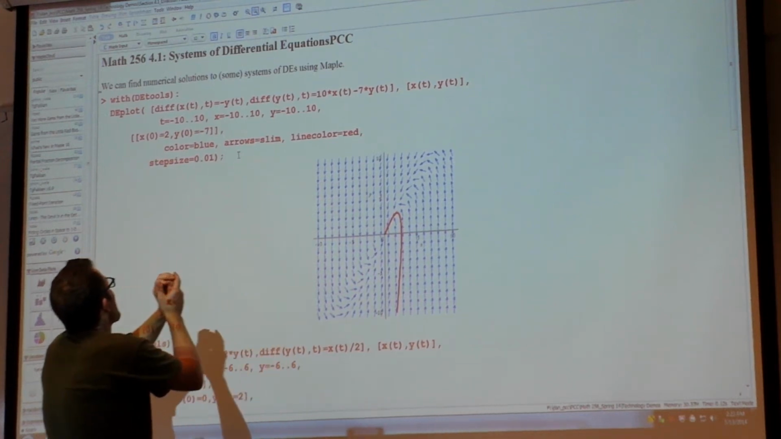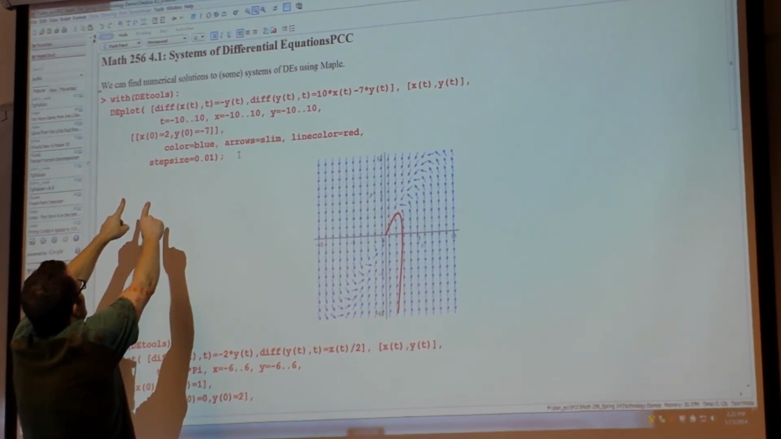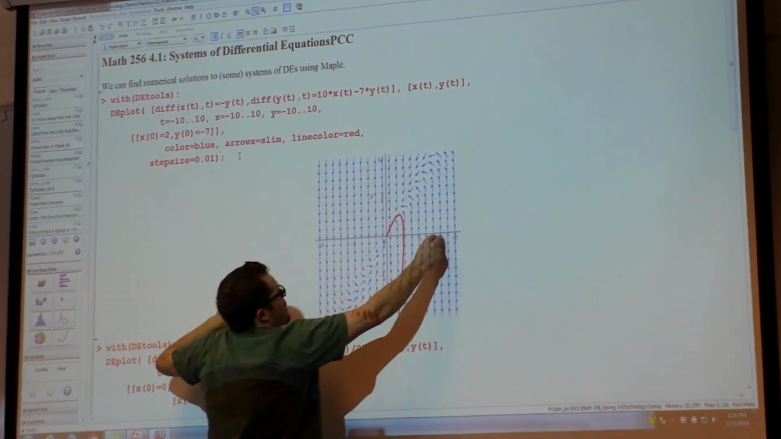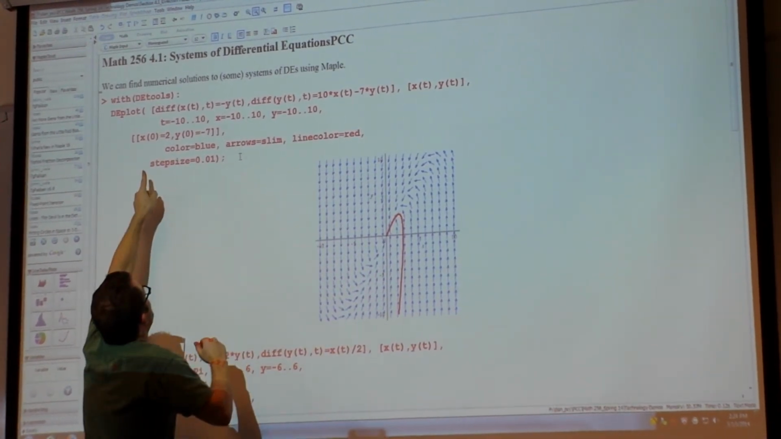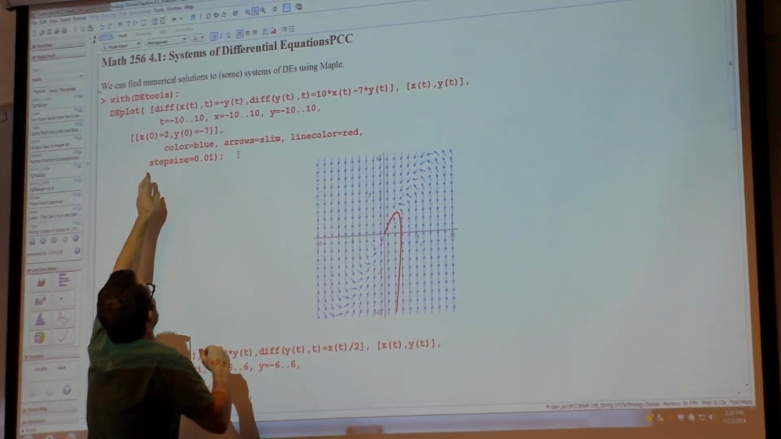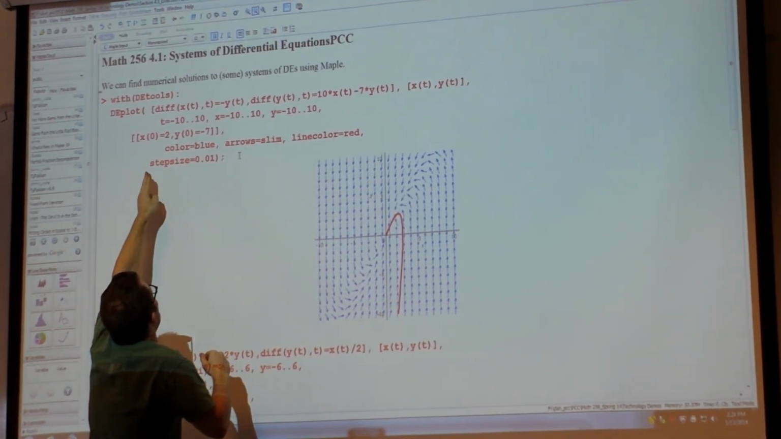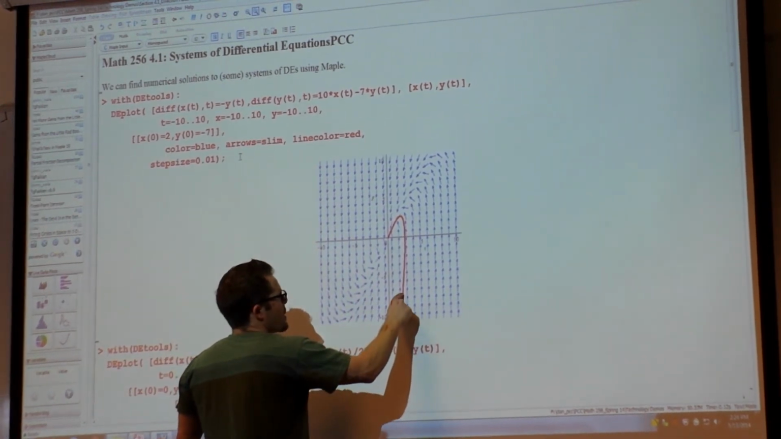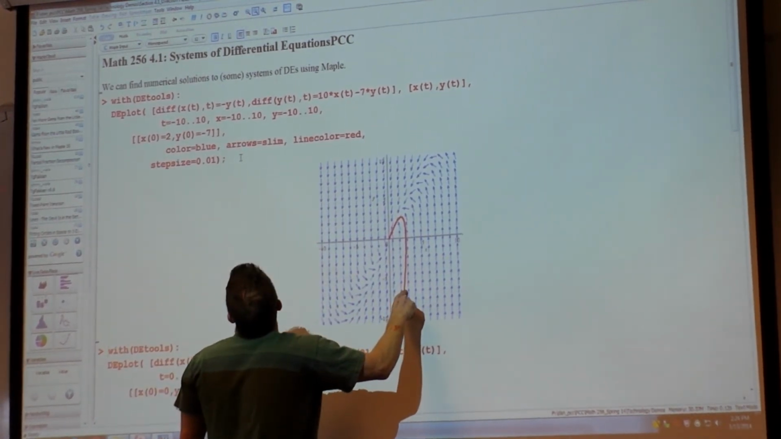And by the way, that value in parentheses is the t value. We don't see that on here. This is still the xy plane. So for the invisible parameter t, when it's 0, the x coordinate is 2, the y coordinate is negative 7. So right down here, the point 2, negative 7.